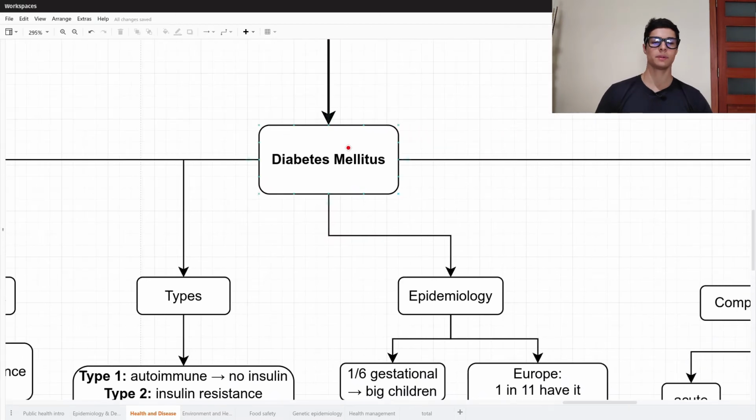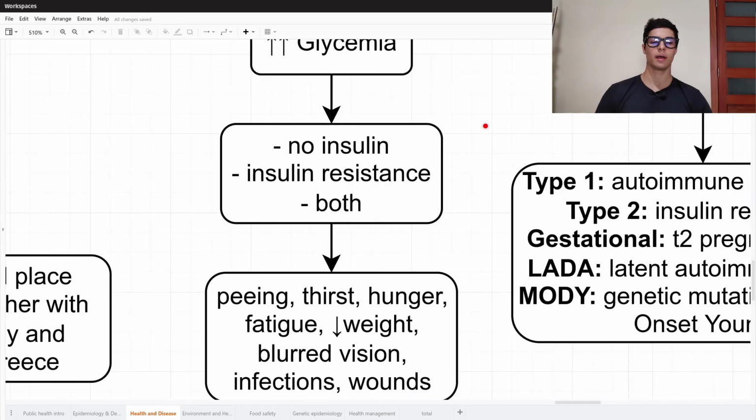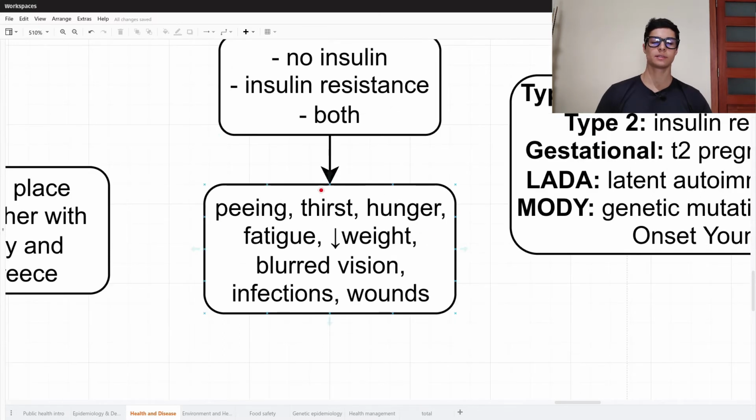Then we have diabetes mellitus. This is when the glycemia is very, very high, either because we have no insulin, we have an insulin resistance, or maybe both. This leads to these symptoms: peeing, thirst, hunger, fatigue. We lose weight, we have blurred vision, infections, and wounds.